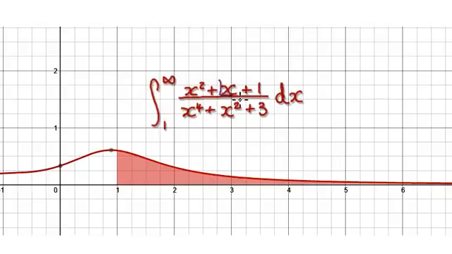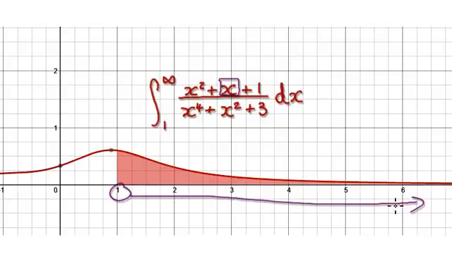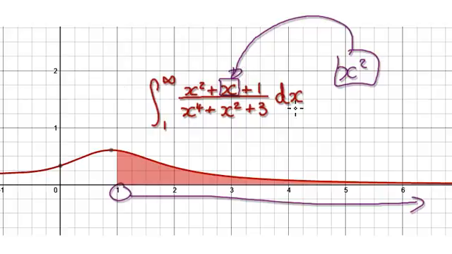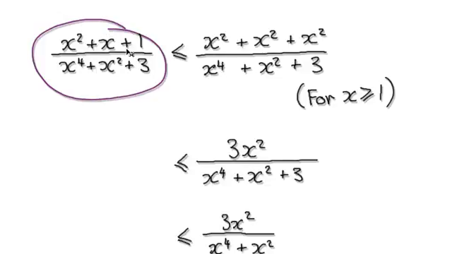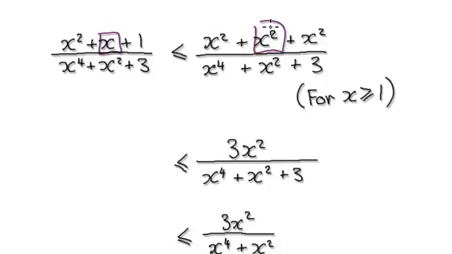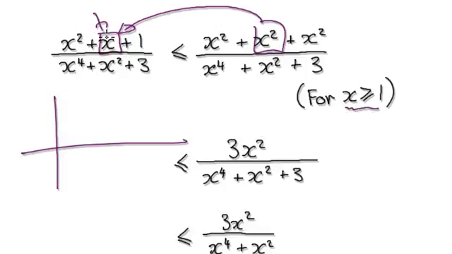Okay, so the trick to doing this is to realize that for x greater than or equal to 1, x squared will always be bigger than this thing here, and then x squared will always be bigger than this thing here. Let's look at this one: x squared will always be bigger than x for x bigger than or equal to 1. If you look at the graph, y equals x will look like this. x squared will look something like this.